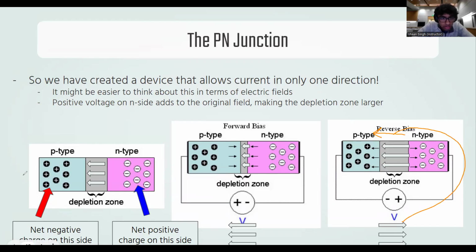So the moral of the story is, when I apply a positive voltage to the P side of a PN junction, I allow current to flow. When I apply a positive voltage to the N side, I prevent current from flowing. So we call this forward bias because it can flow forward, and we call this reverse bias because it can't flow. We're trying to make it go in reverse, but it doesn't do that.